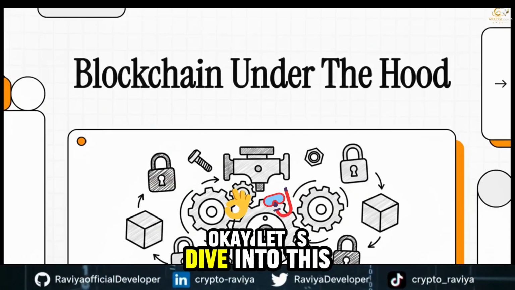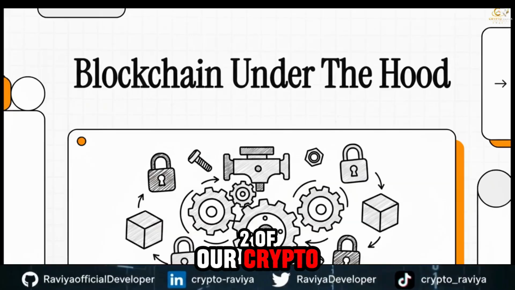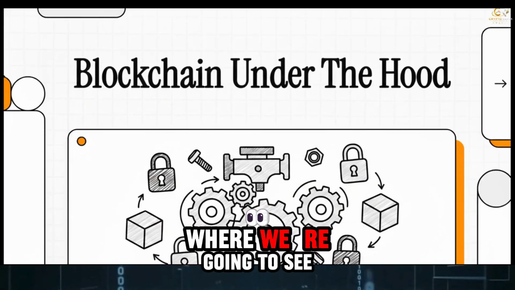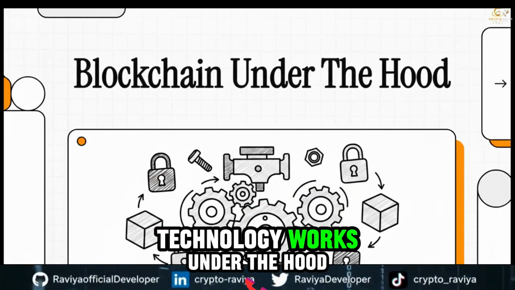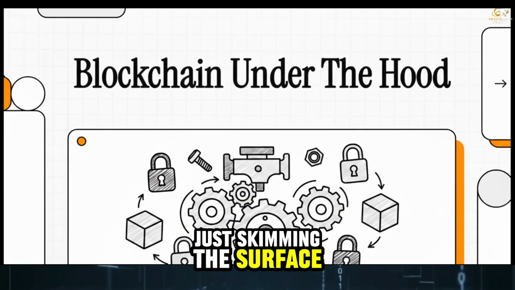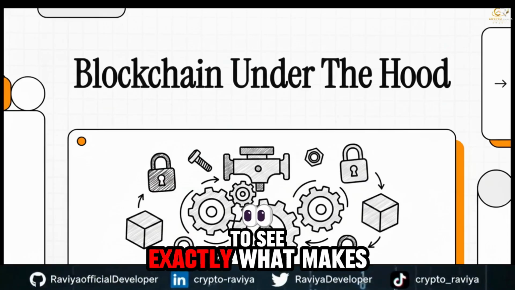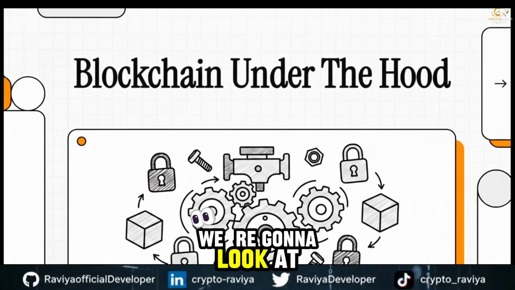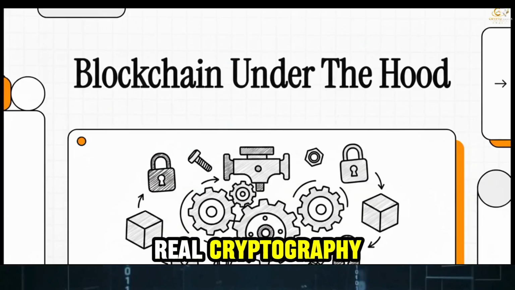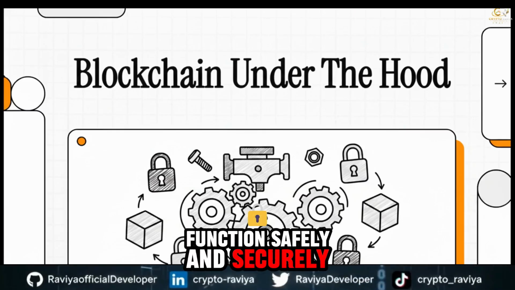Okay, let's dive into this. Welcome to this explainer for Module 02 of our Cryptocurrency and Web3 course, where we're going to see how blockchain technology works under the hood. Today, we're definitely not just skimming the surface. We're rolling up our sleeves and taking apart the blockchain engine to see exactly what makes it tick. We're going to look at the nuts, the bolts, and the real cryptography that makes this completely revolutionary technology function safely and securely.